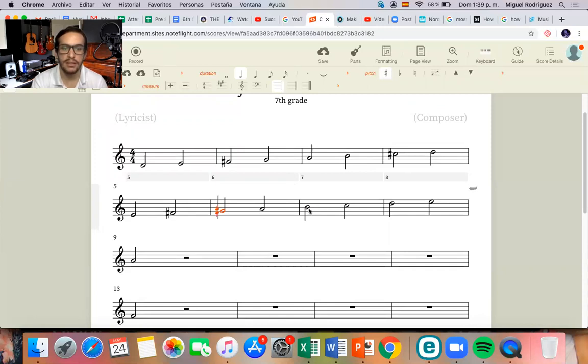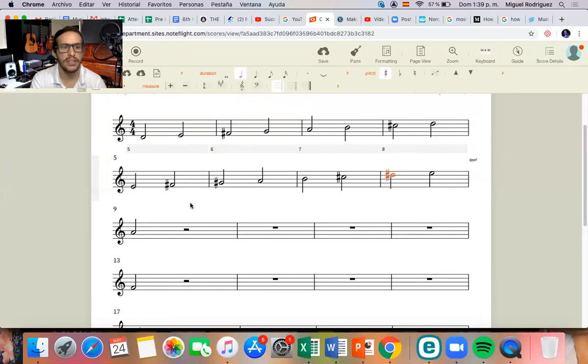From A to B, we need a whole step. We have a whole step, so we don't change it. From B to C, we need a whole step, but we don't have a whole step, so the C becomes C sharp. Between C sharp and D, we need a whole step, but we don't have a whole step, so we change the D to D sharp. And from D sharp to E, we need a half step, and we have a half step, so we just leave the E alone. Okay, and then we have the E major scale.